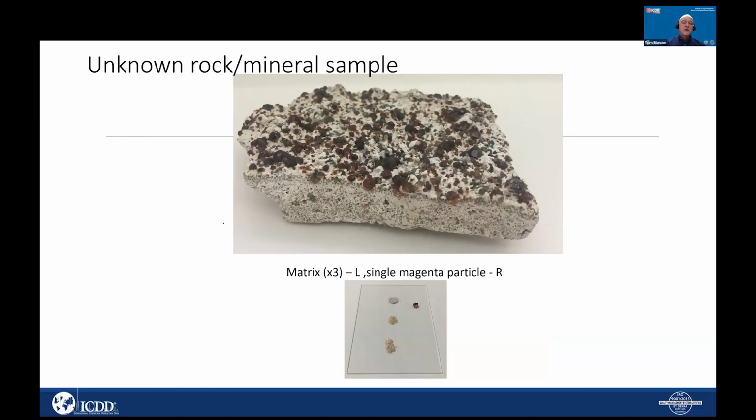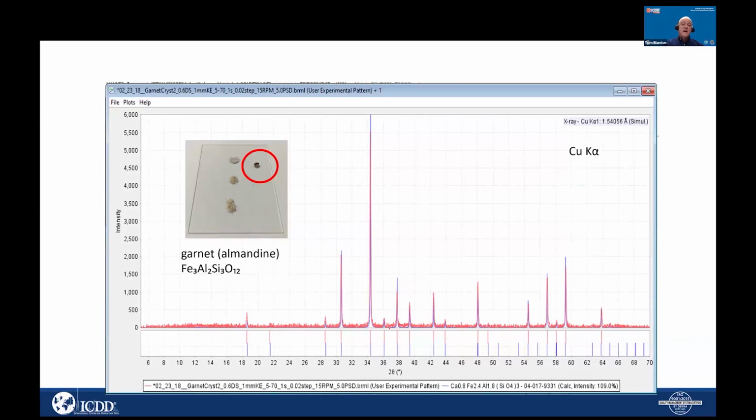So here's a case where we're presented with a rock mineral sample, and we were allowed to take one magenta particle out of it and then a little bit of sampling of the matrix around it. You don't have enough to fill a sample holder, but you can crush the individual particle, mount it on a silicon background plate, and we get a beautiful pattern that it was a garnet, an almandine type garnet, and we get a perfect match for the phase in the powder diffraction file.